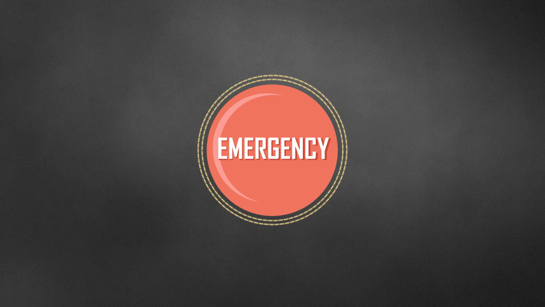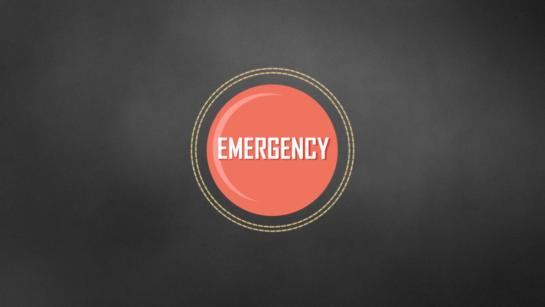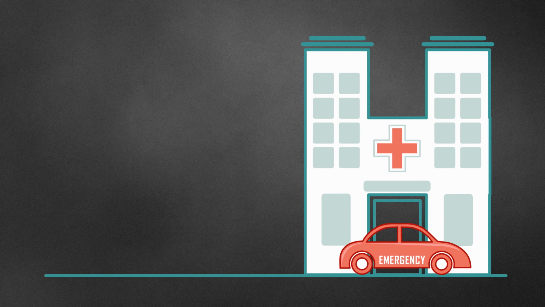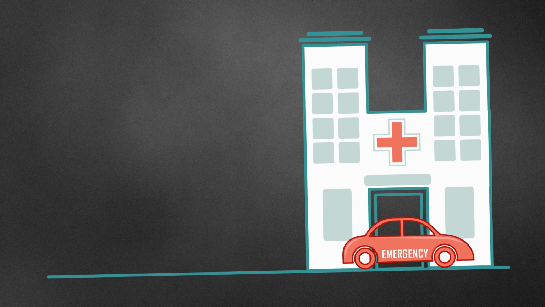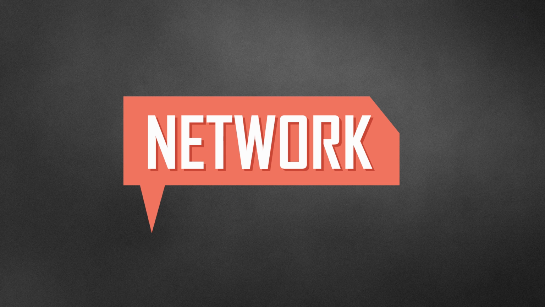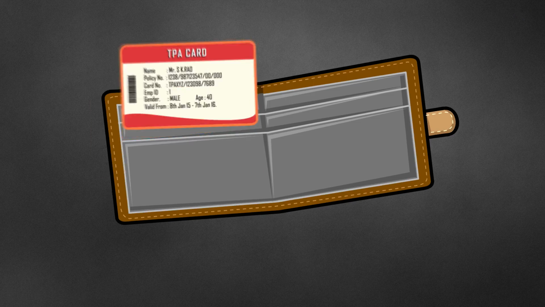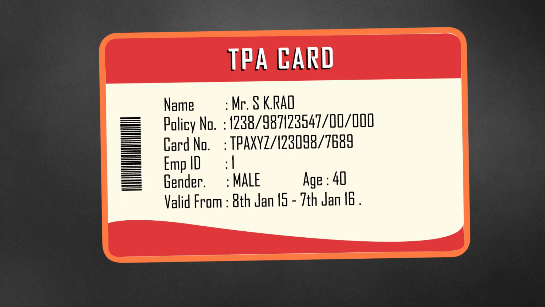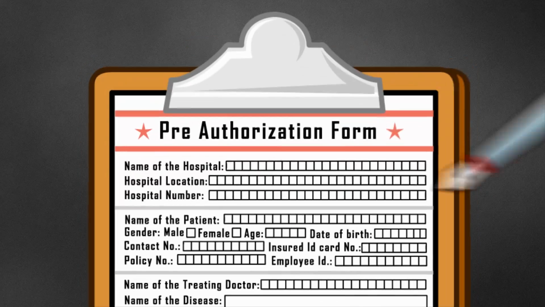In the event of an emergency, do not hesitate and take your insured family member to the nearest hospital immediately for treatment. Once the patient's condition has been stabilized, you can then determine if the hospital is on the TPA network. If the hospital is a part of the TPA's network of hospitals, present your TPA ID card to the hospital. You will now be required to fill in the pre-authorization form.